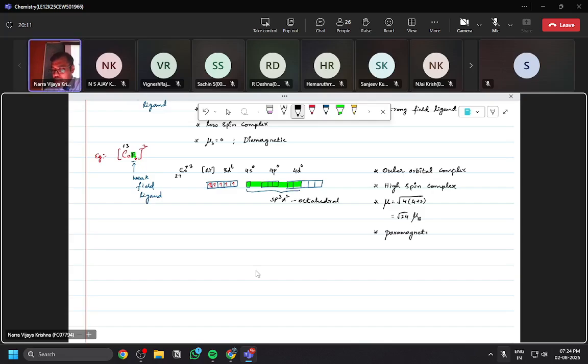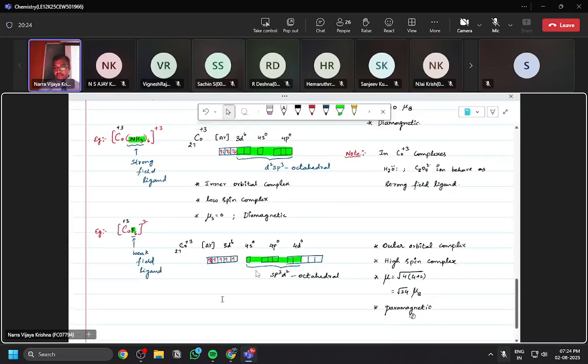Any questions? Is it clear? Any questions in this? No. Right. And you need to remember these two. In case of cobalt, if I consider water or oxalate, then also I have to consider them as strong field and I need to do pairing.